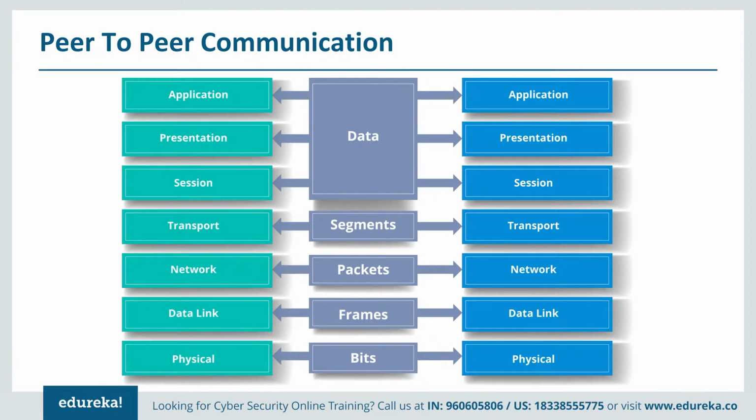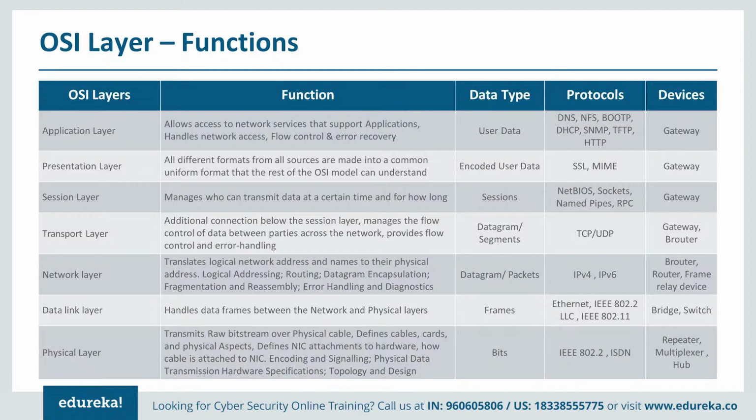When we see the TCP/IP model, these three top layers, the session, presentation, and application layers, will be combined as one. And this slide tells you what protocols are available and what type of devices you can connect to the network. The application layer is usually used for applications where the user tries to connect to the network. The protocols used are DNS (Domain Name System), NFS, BOOTP, DHCP, SNMP, TFTP, and HTTP. These are the protocols which work on the application layer.